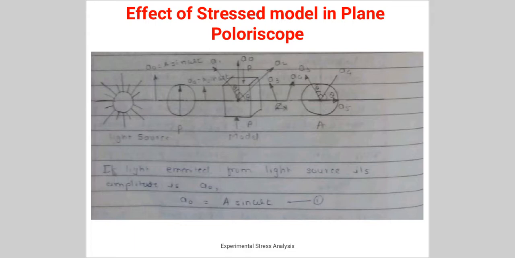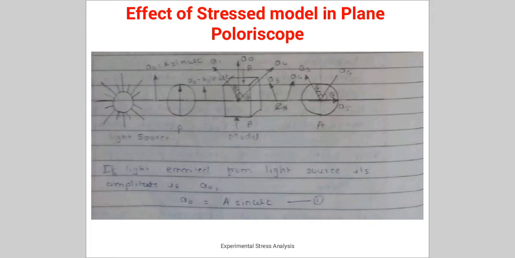And as already discussed, that is equation number one. When the light is emitted from the light source, it has amplitude A0, that is A0 = A sin omega t, and that amplitude remains the same when the light comes out from the polarizer.